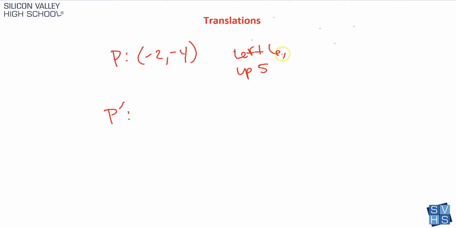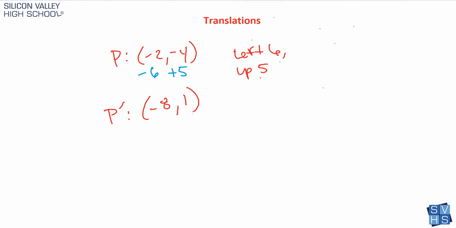So remember, right and left is the x direction, and left is negative. So this is going to be -6 in the x direction. Up 5, that's a positive move in the y direction, so this is going to be +5. Easy, right? Now you look at your P prime, your new point. Add those. That'd be -8, comma, +1.